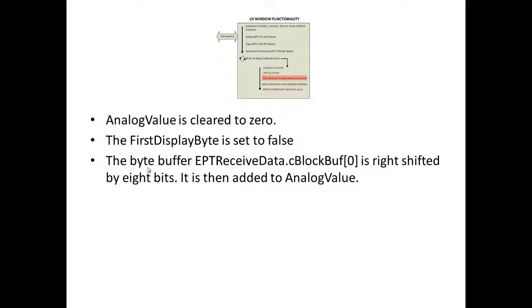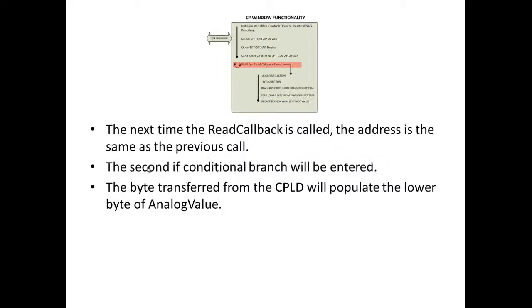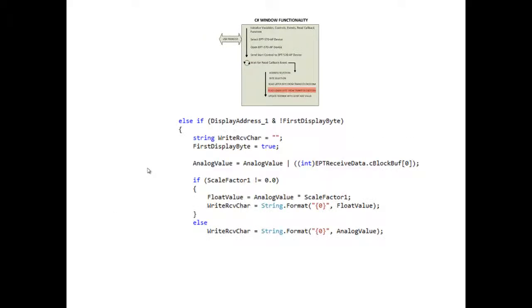Then again, the next time the read callback is called, the switch conditional is entered again. This time the EPT received data address will again be the transfer out address 1, and this time first data display byte will be low. So again, the first case statement will be entered. The second if conditional branch will be entered at this time. When it is entered, the following occurs.